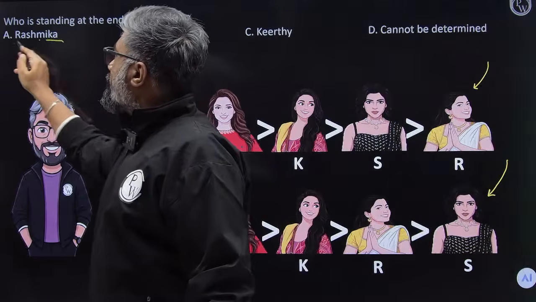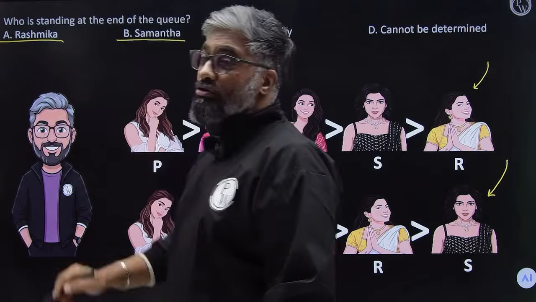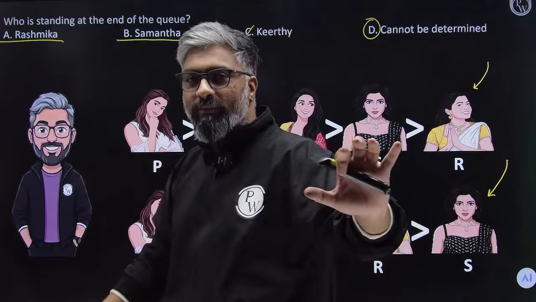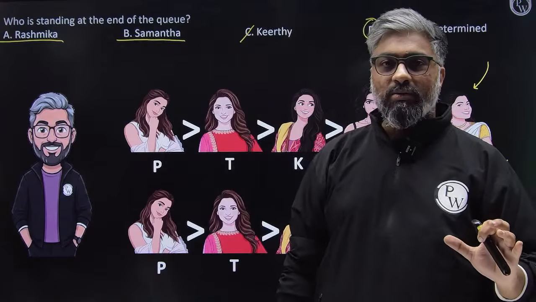Yes, I can have option A also to be right, option B also to be right. So ultimately, what's my answer? My answer is D, cannot be determined. Cool. Yes, you understood how these questions work.